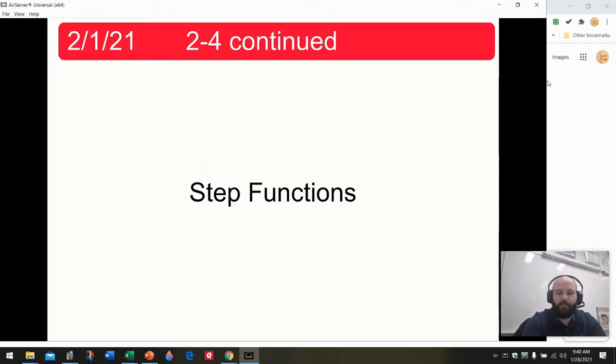Hello, everybody. So today we're going to continue our discussion in Chapter 2, Section 4. And what we're going to talk about is a couple different things. The first thing is going to be what is called the step function.